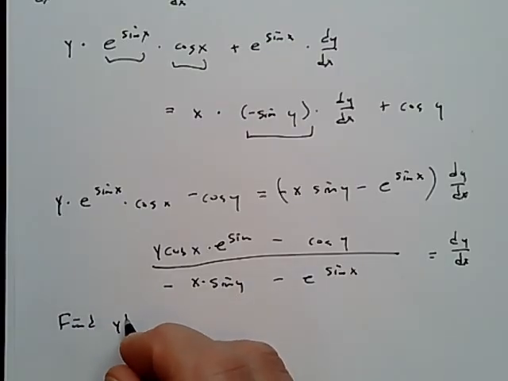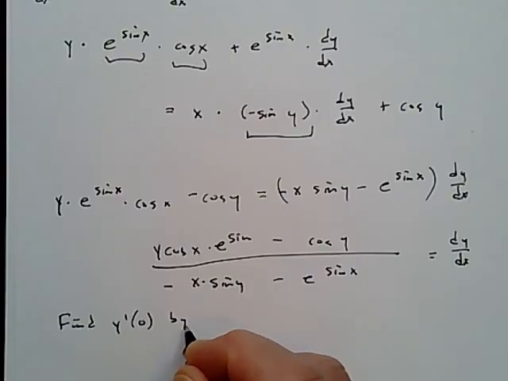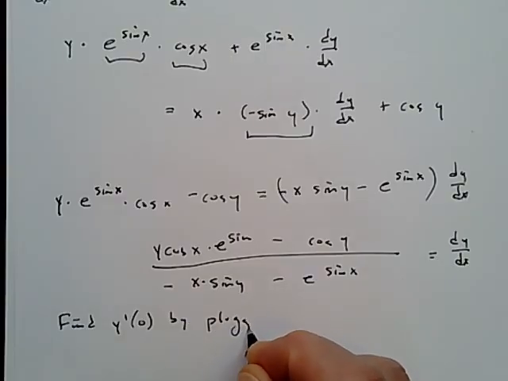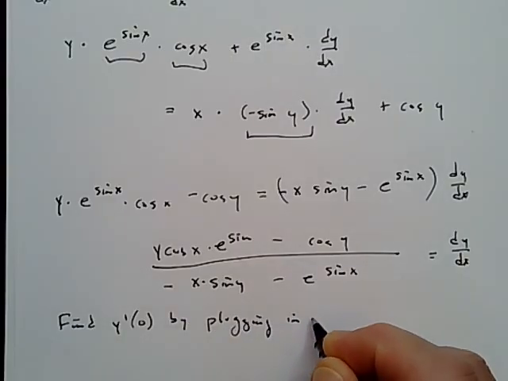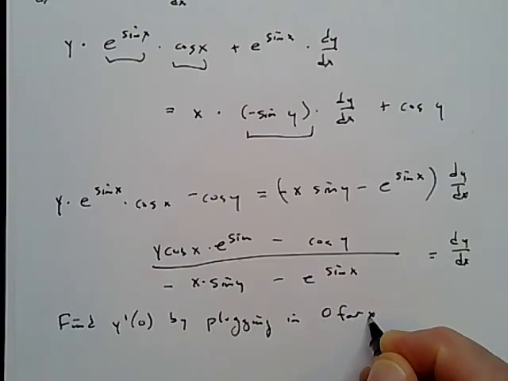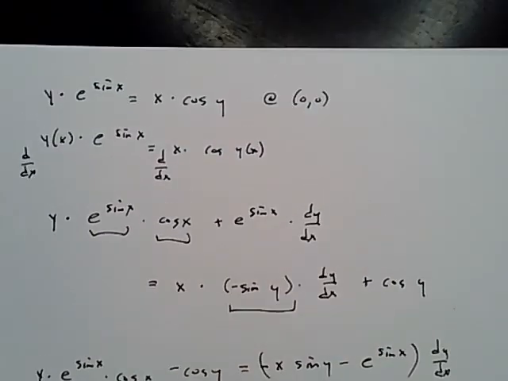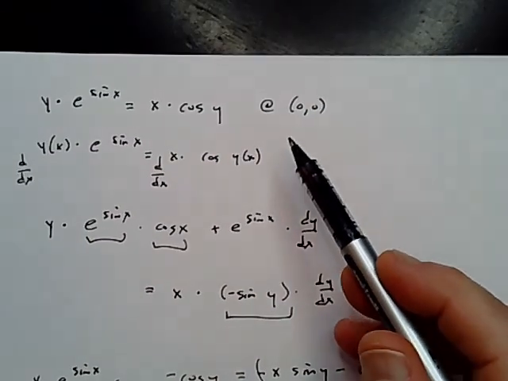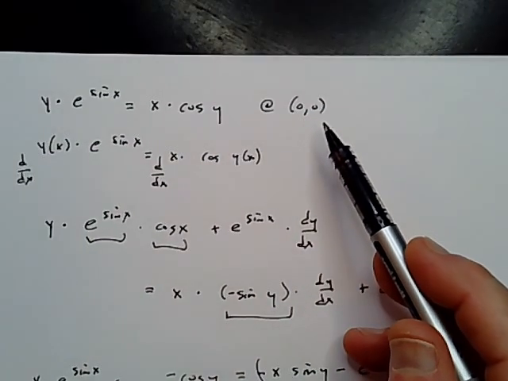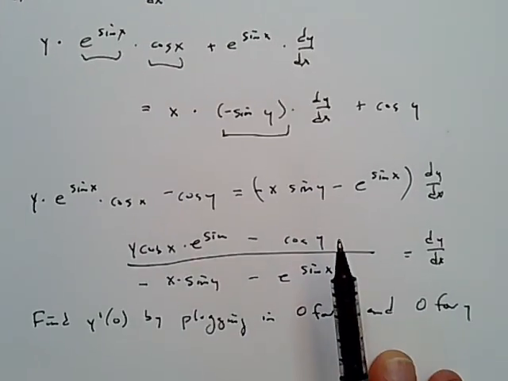Find y prime of 0 by plugging in 0 for x and 0 for y. And I'm doing that because, have you forgotten, all the way back at the top of the question, it says at the point (0, 0). So that was given to me in the statement of the question.